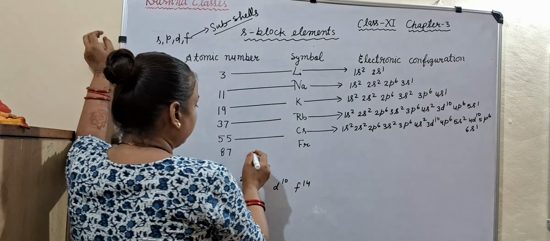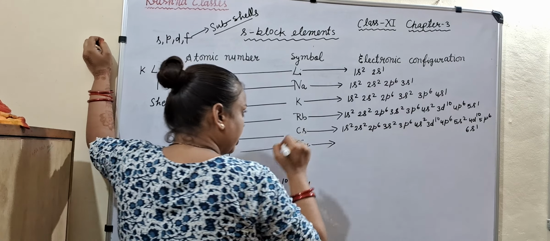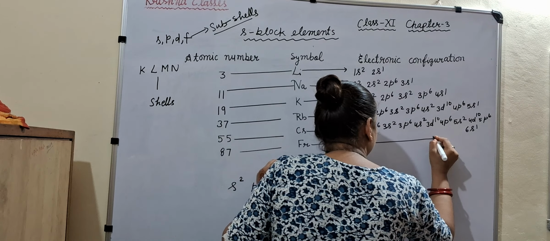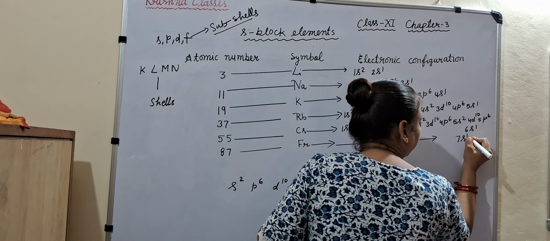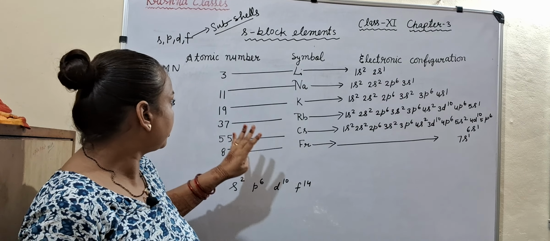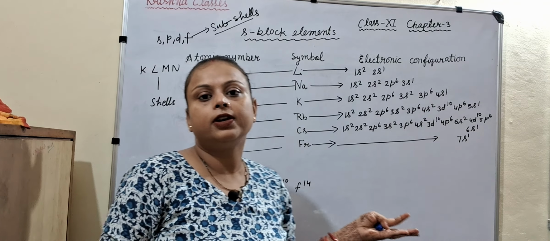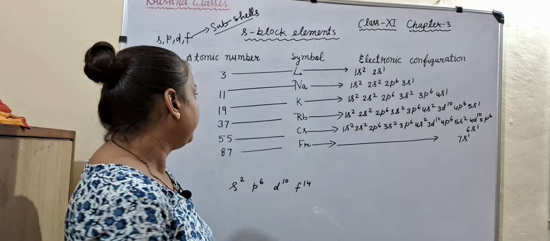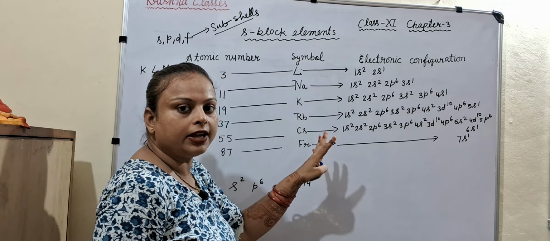According to this, francium also has electronic configuration in the same manner, and in the last 7s1 comes in francium. So these are the electronic configuration of all s block elements. We will do it here in a very easy way. These are also related to inert gases.